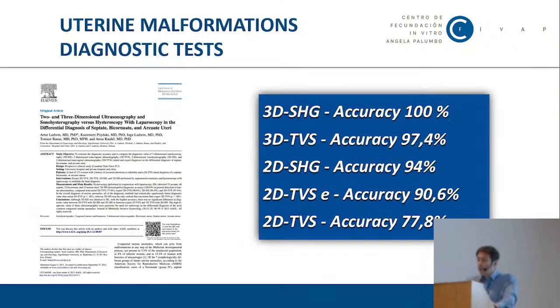In this study, Ludwig observed that 3D sonohysterogram has 100% accuracy in the diagnosis of uterine malformations, with a normal 3D 97% accuracy, with a 2D sonohysterogram 94%, with a 2D done by an expert the accuracy was 90%, and a 2D transvaginal not done by an expert, the accuracy was 78%.